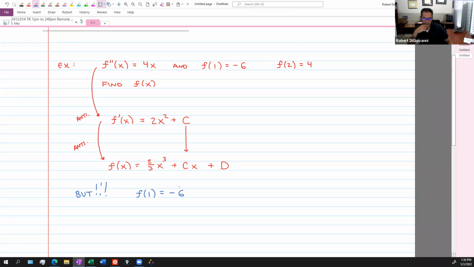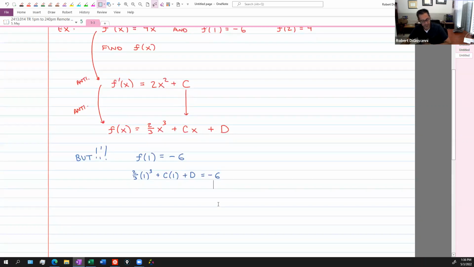You know what? Yeah, we're just going to have fractions. I could make the problem easier, but let's just do it with fractions. So when I plug 1 into this function, it better spit out -6. So let's replace all the x's with 1s. 2/3 times 1 cubed plus c times 1 plus d, that must be -6.